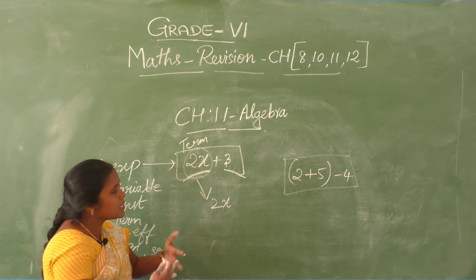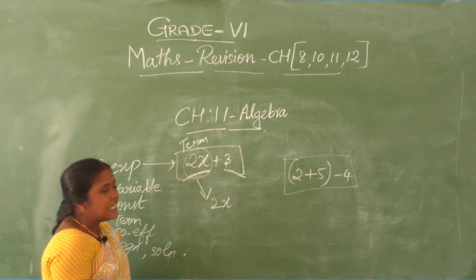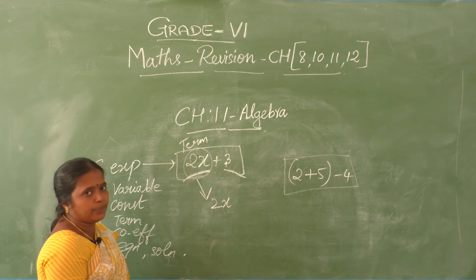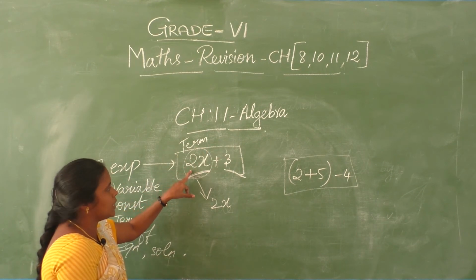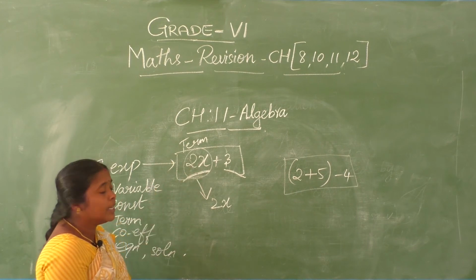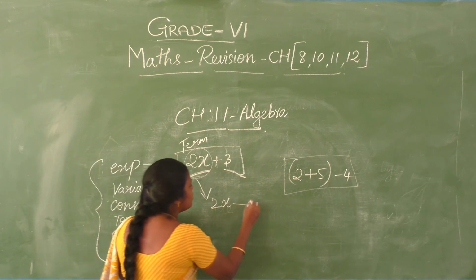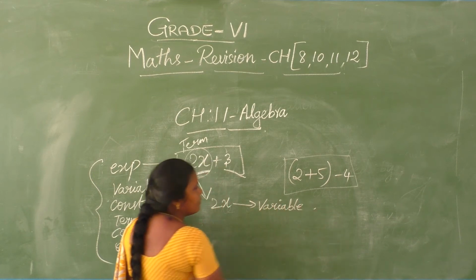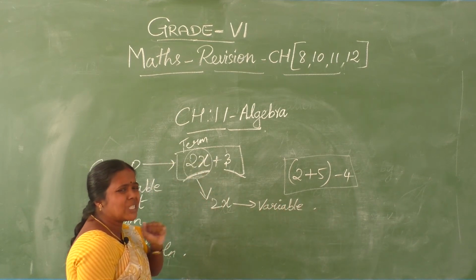Here how many parts are connected? This and that. Each part is called a term. This is one term, this is one term. Actually, what is this term called? Here some alphabets are mingled. Those terms are called variable terms. Variable terms. Actually, what is a variable?